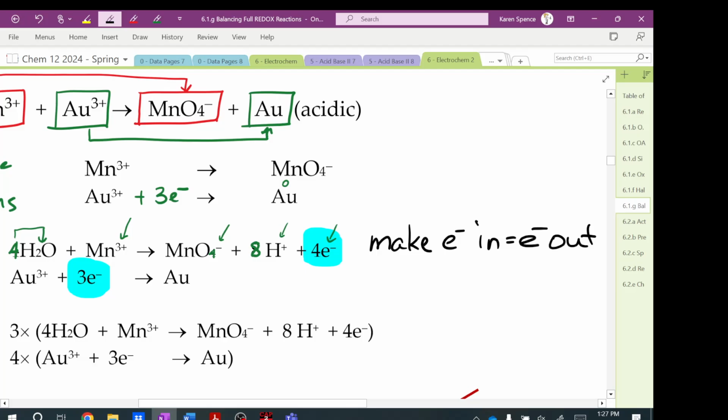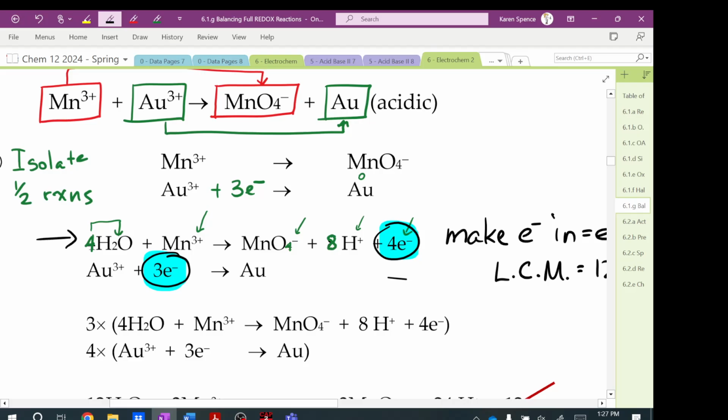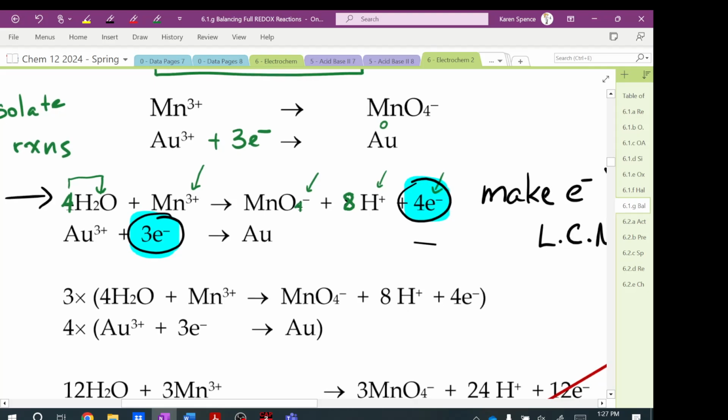So how many electrons are going in? 3. 3 electrons are going in. How many electrons are coming out? 4 electrons. What is the LCM of 3 and 4? 12. So how are we going to get 12 electrons in the first half reaction? Multiply by 3. Okay, so we're going to multiply everything by 3, and in the second one, we're going to multiply everything by 4. Okay, so we've got 3 and 4.